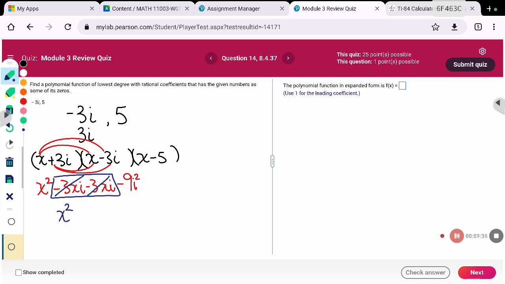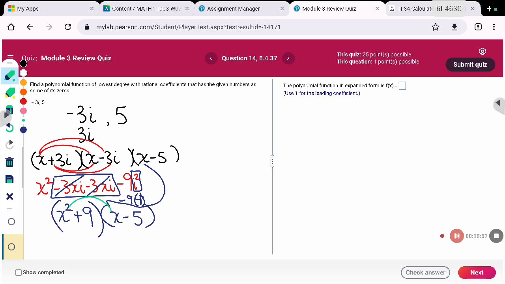Also, this i squared, anytime you see i squared, it is equal to negative 1. So you have negative 9 times negative 1, which gives you positive 9. So you're left with x squared plus 9, and then you'll drop down the other x minus 5. And now we'll multiply these two factors together.